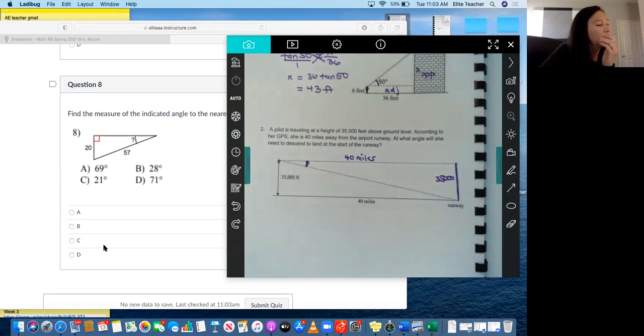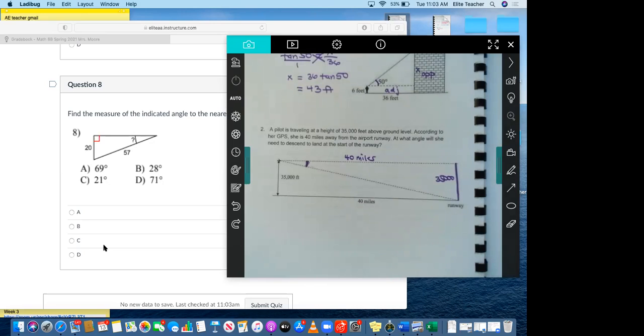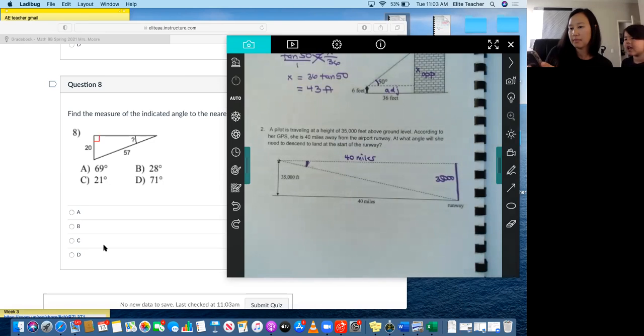I didn't realize when I put this question here that this was in miles and this was in feet. They need to be in the same units. How many feet are in a mile? It's rigged. I didn't do it. It wasn't me.